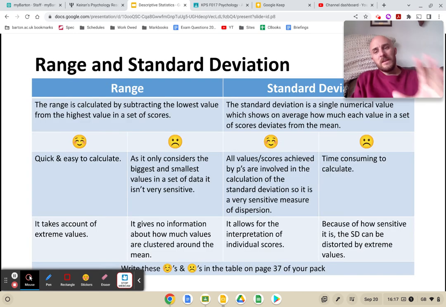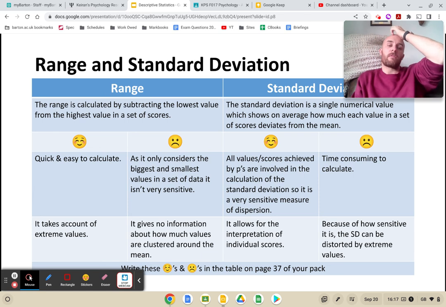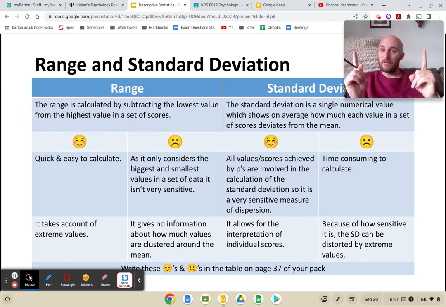Now, the range we know, right? It's calculated by subtracting the lowest value from the highest value in a set of scores. It's quick and easy to calculate, but the problem is it's not very sensitive. It only looks at the two extreme values and doesn't really tell us that much. The standard deviation is much, much more complex.